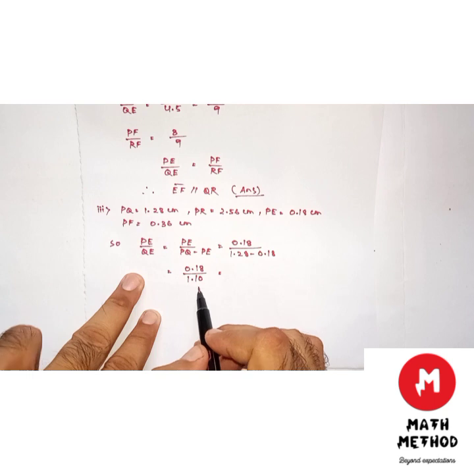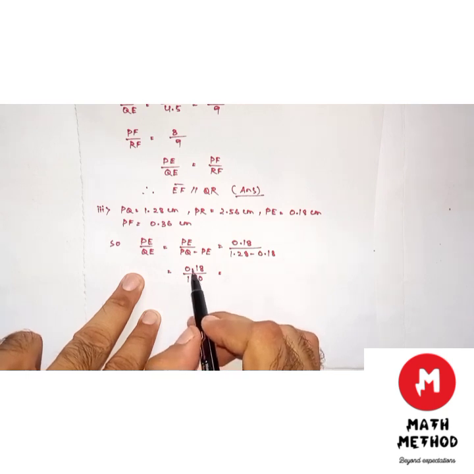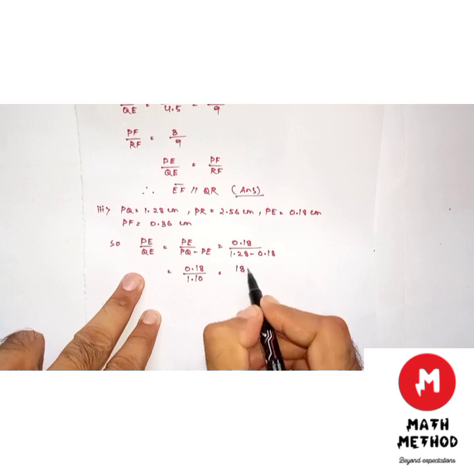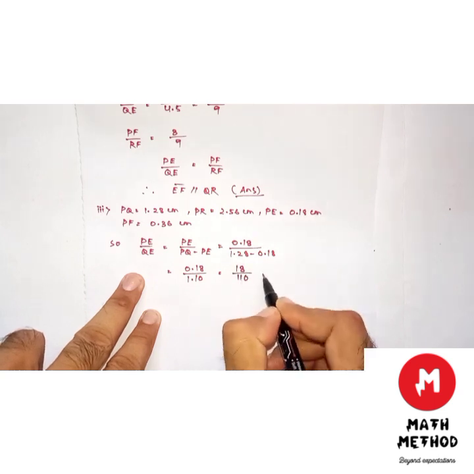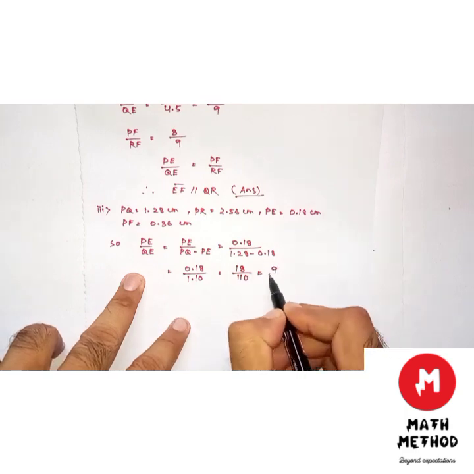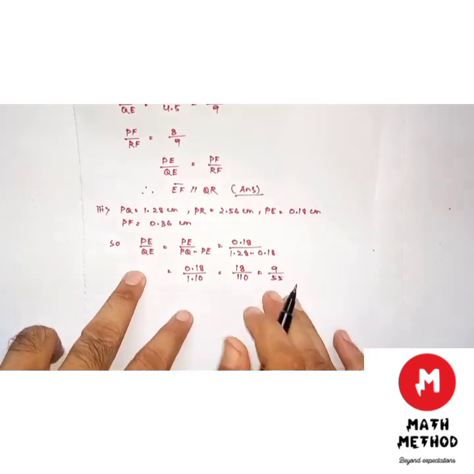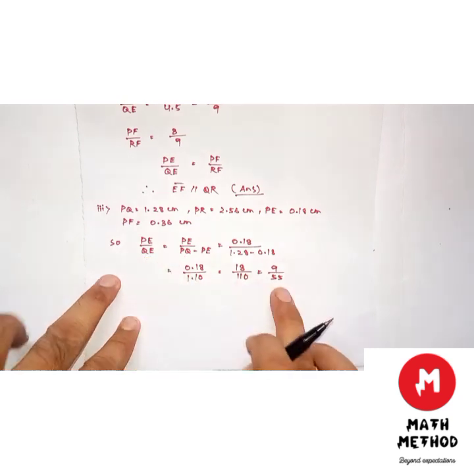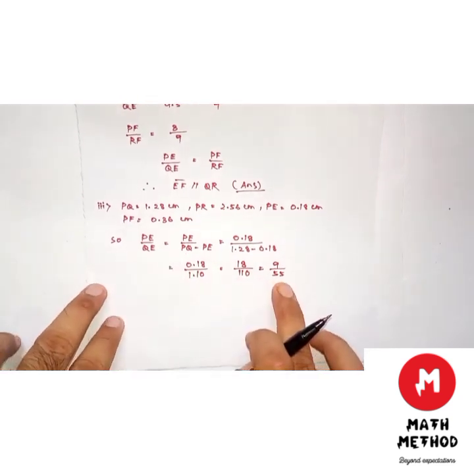1.10. Both numerator and denominator have two digits after the decimal places, so we can write it as 18 upon 110, which is equal to 9 upon 55. So here PE upon QE is equal to 9 by 55.